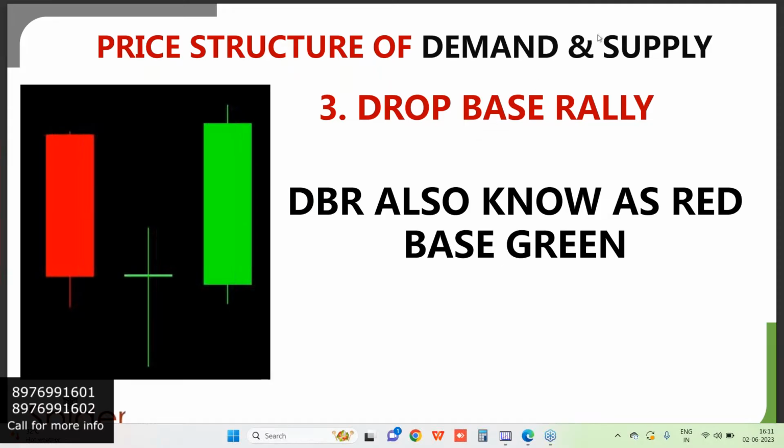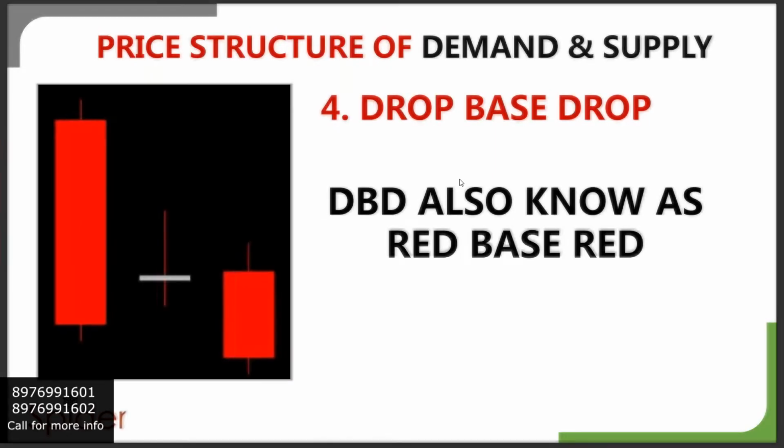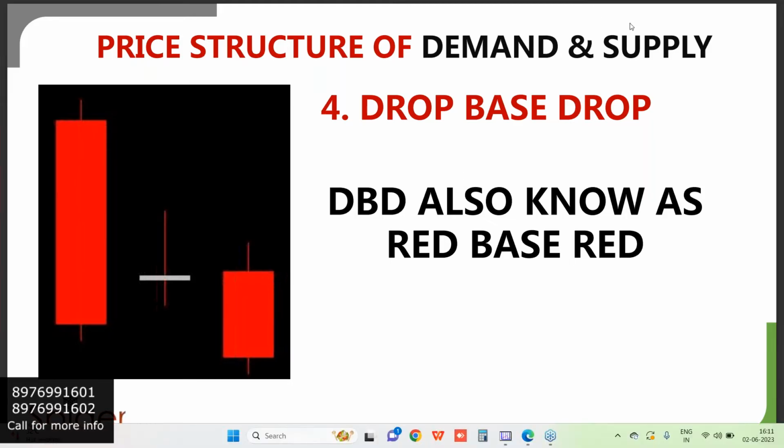This condition is also added, and the fourth one is drop base drop. Overall you will get a sharp red candle, then a base, and again a sharp red candle. So these four price structures of demand and supply are added in that study, and accordingly it will show you the demand and supply zones. When you merge this price structure with the boring candle setting, we get the boring candle study.